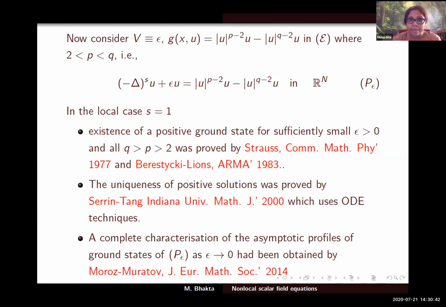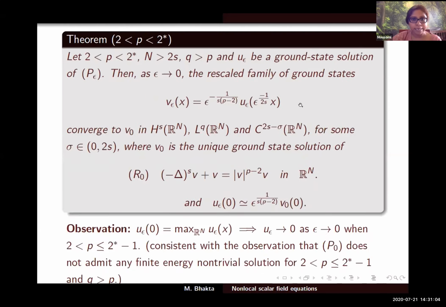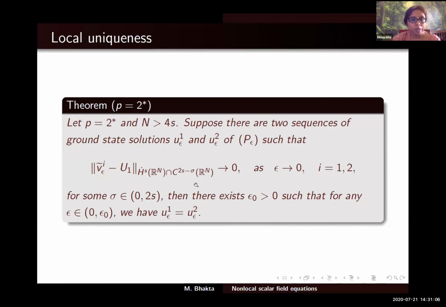What do I mean by that? Suppose you have two ground state solutions, U epsilon and V epsilon, which have the same asymptotic behavior as epsilon goes to 0. So the question is, can we say that they are actually the same for small values of epsilon? The answer, we prove, is yes. So that's the local uniqueness we prove for the critical and subcritical case.